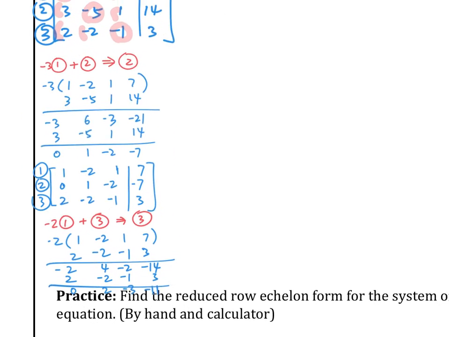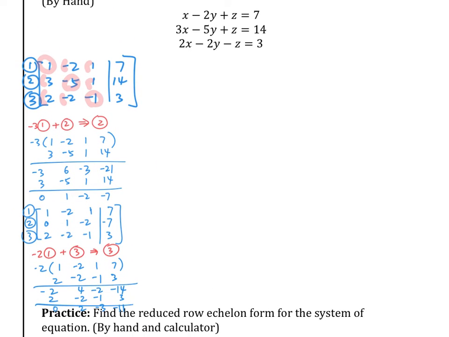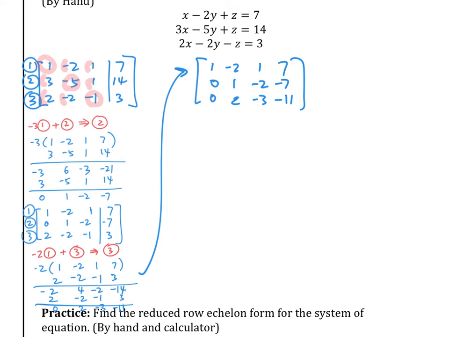All right, kind of running out of area here. I'm going to go up here. So row 1 is the same. I didn't change it. Row 2 is the same: 0, 1, -2, -7. Row 3 is 0, 2, -3, -11.